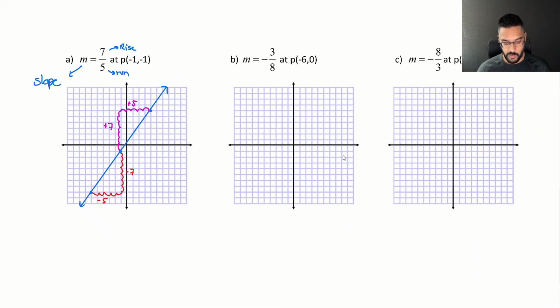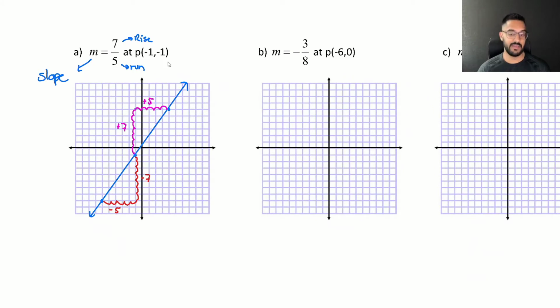Okay, so I'm going to leave B and C for people to attempt. It's very similar to this, just different numbers for your rise and run, different points. So again, you'll have the full key as well.